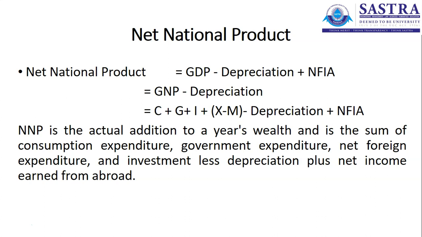The net national product is an actual addition to the year's wealth, and it is the sum of the consumption expenditure, government expenditure, net foreign expenditure and investment, less the depreciation, plus net factor income earned from abroad. On that basis, we are calculating the net national product.